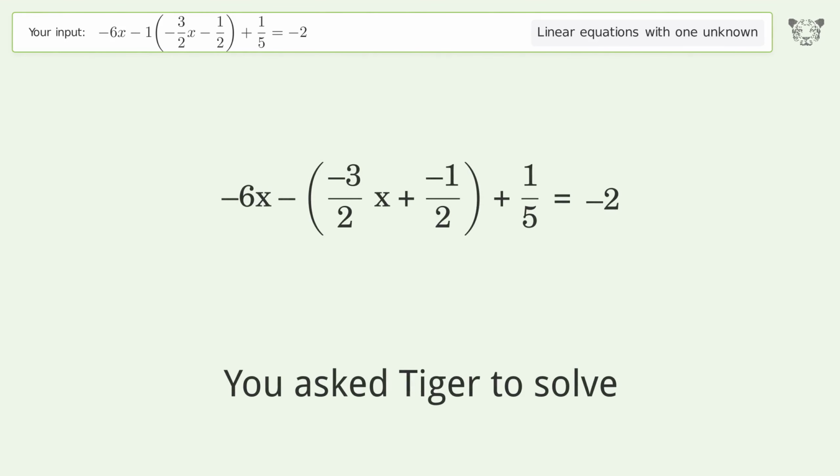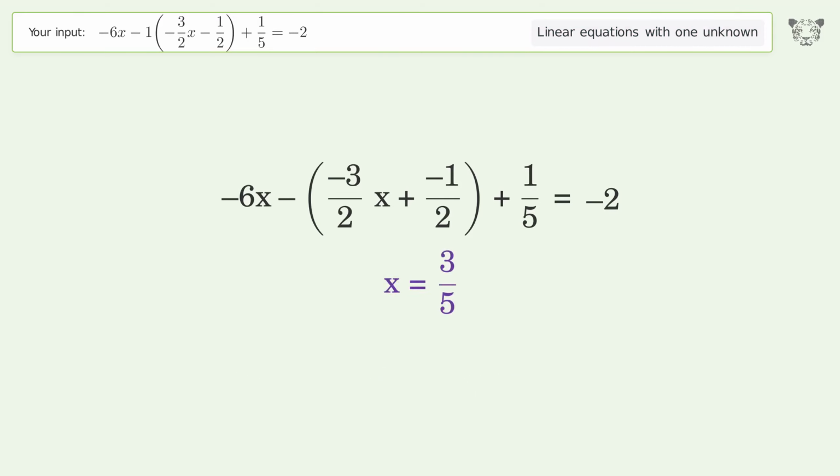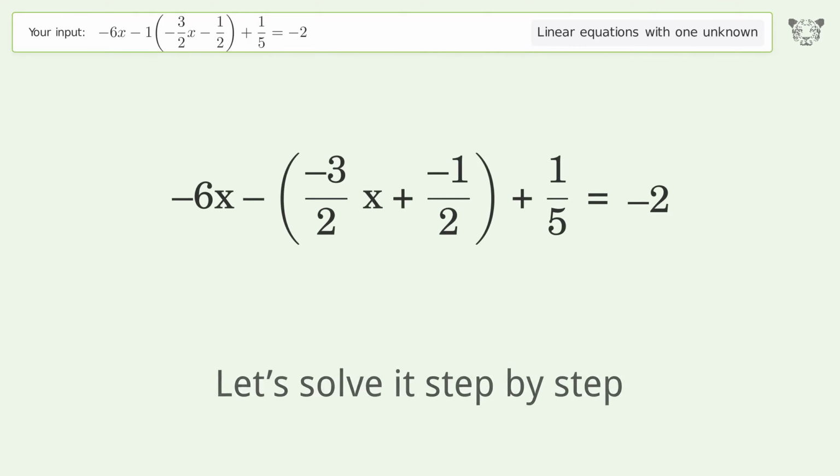You ask Tiger to solve. This deals with linear equations with one unknown. The final result is x equals 3/5. Let's solve it step by step.